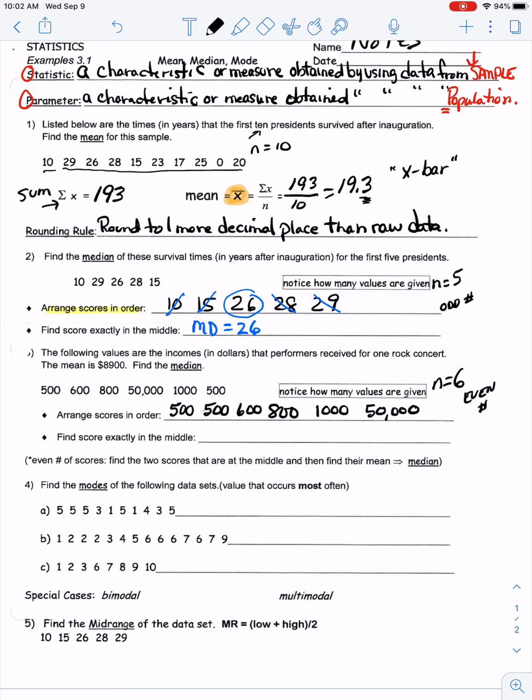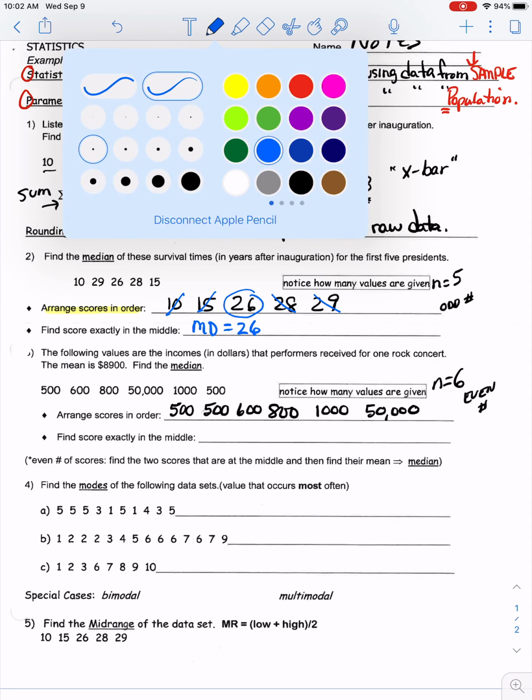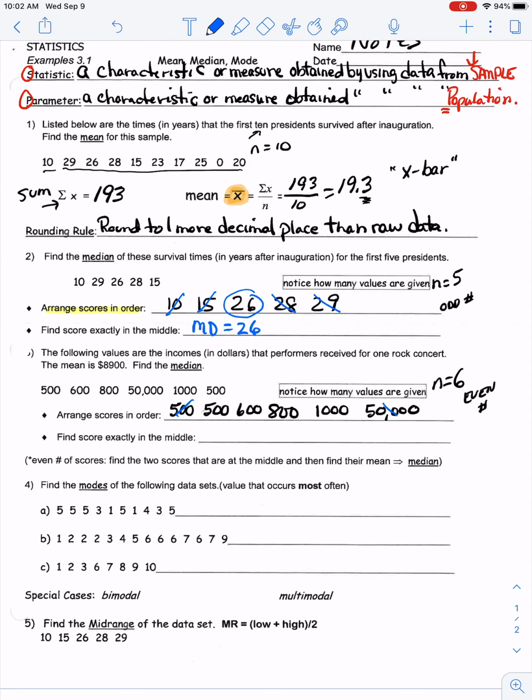To find the score exactly in the middle, you can do your little chop method if you want. Chop one on each end, but then you end up here in the center with 2 remaining. So what you have to do is find the average between the 2 to find the middle. Essentially you're doing 600 plus 800 divided by 2, and your actual median is 700.